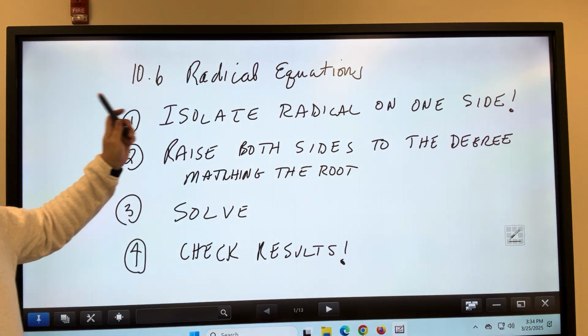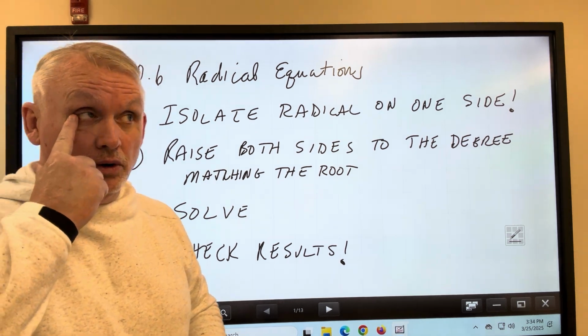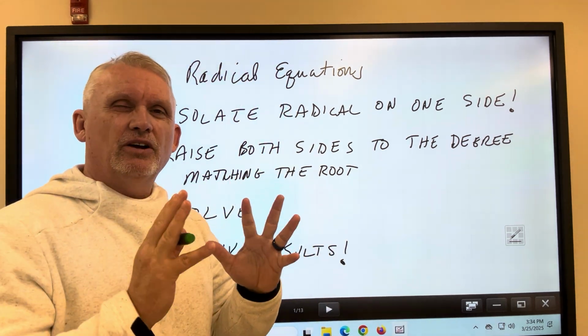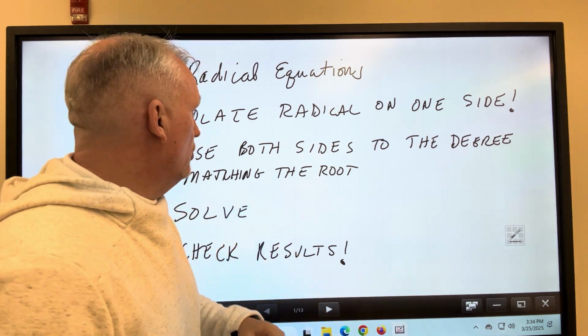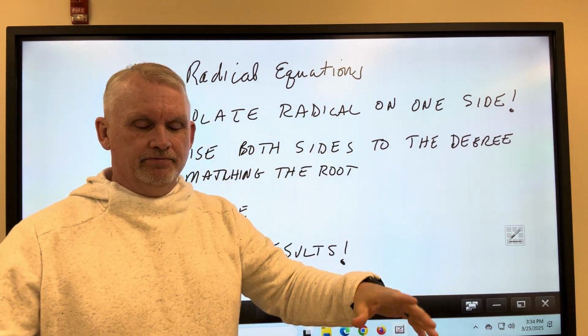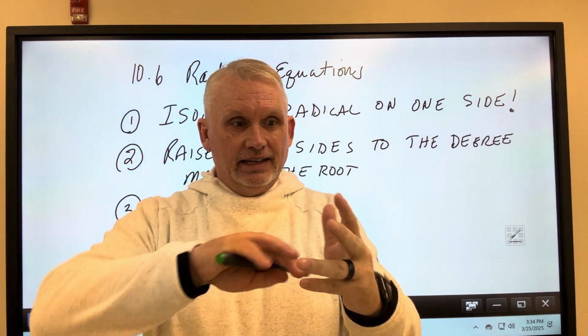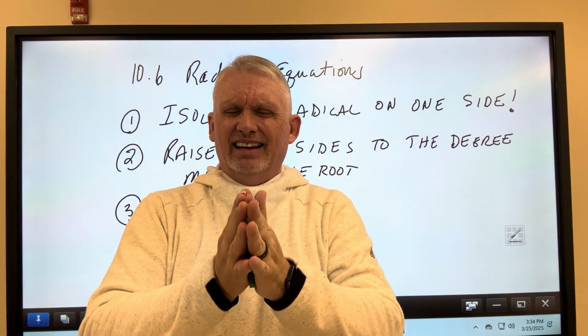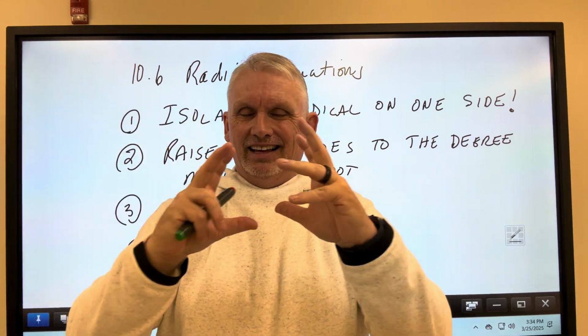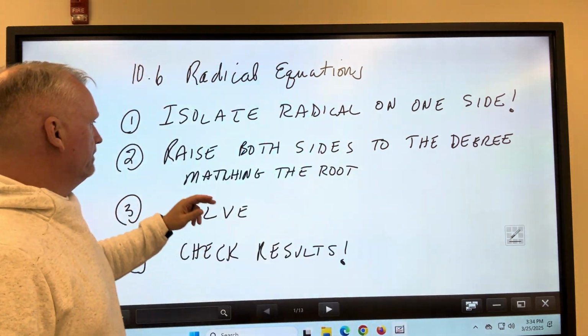10-6, radical equations. Now we're putting in an equal sign, okay? There's a specific way on how you solve these equations. Number one, I gotta isolate the radical on one side. Take the radical, get everything away from it. Kind of like isolating the x in algebra, right? This is still algebra. You gotta isolate that radical sign.